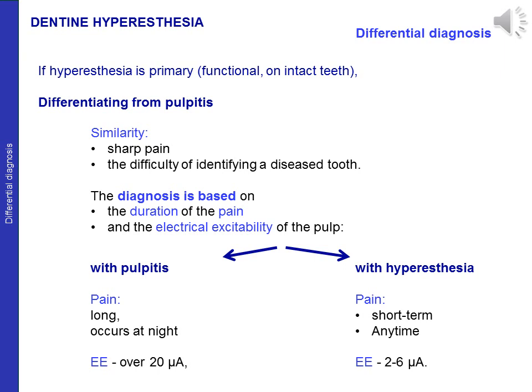If hyperesthesia is primary, functional, on intact teeth, differentiate it from pulpitis. Similarly, in pulpitis and hyperesthesia there is sharp pain and difficulty identifying the diseased tooth. The diagnosis is based on the duration of the pain and the electrical excitability of the pulp. With pulpitis, pain is long and occurs at night. Electrical excitability is over 12 microamperes. With hyperesthesia, pain is short-term and occurs at any time. Electrical excitability is from 2 to 6 microamperes.